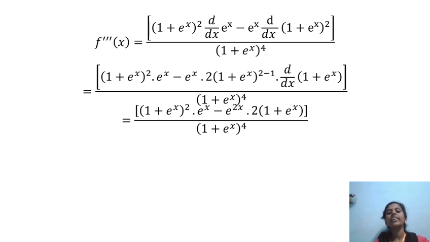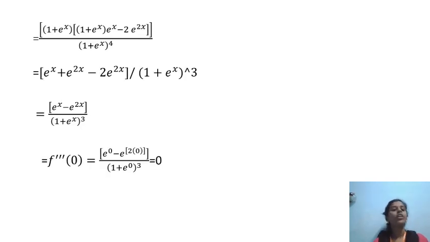and here e^x · e^x is e^(2x), and 2 − 1 is 1, so 2(1 + e^x) divided by (1 + e^x)^4. Then we get (1 + e^x). Taking (1 + e^x) common, we get (1 + e^x)(e^x) − 2e^(2x) divided by (1 + e^x)^4.